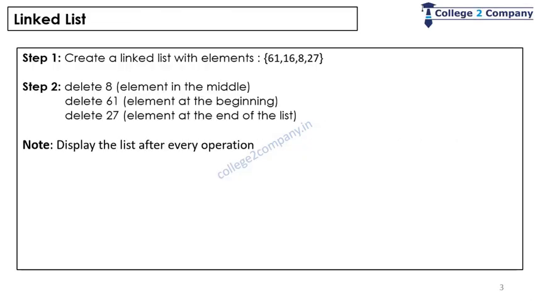The general approach to solve this problem is, first we create a list with the given elements and we perform the delete operation. The first element to be deleted is 8, which is present at the middle of the list, 61 which is present at the beginning of the list, and the third element to be deleted is 27 which is present at the last position. And after every operation we need to update the list and display the list.